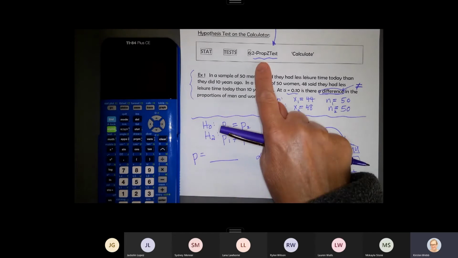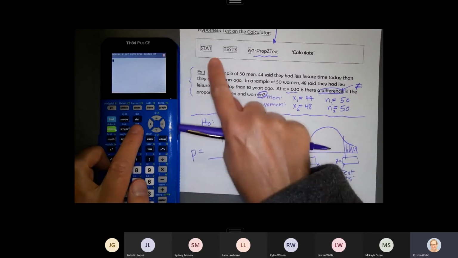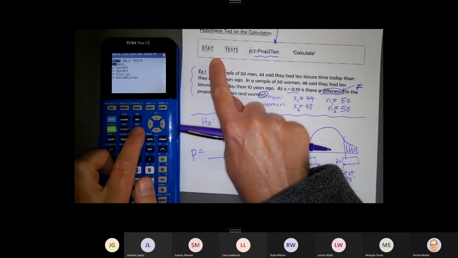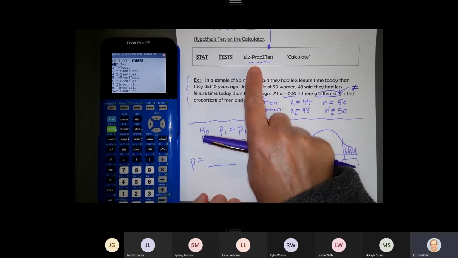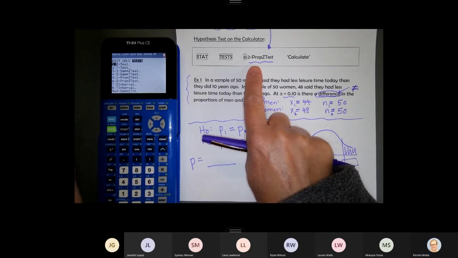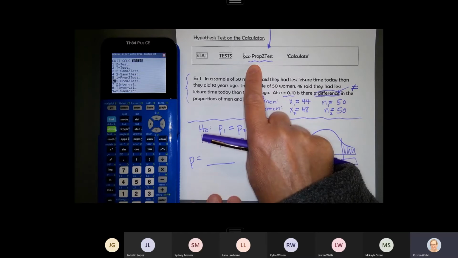So that's where the 2-prop-z test comes in. We'll want to go back to our stat button, back over to the tests menu, our new favorite place. The one we're looking for is 2-prop-z test. On my calculator, it's number 6.